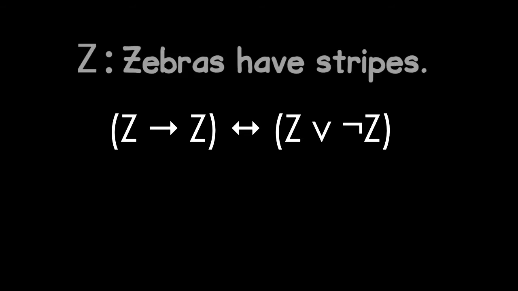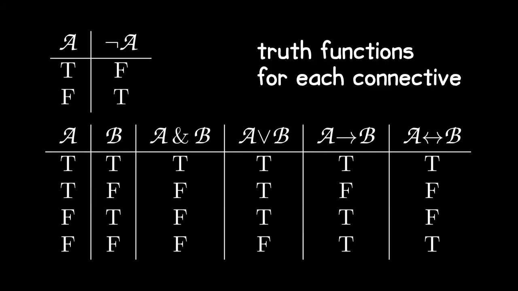When we're translating using a particular symbolization key, it makes sense to ask that. If Z means zebras have stripes, we can ask, do zebras have stripes? And yes, it's true that they do. Knowing that Z is true, we can use the truth function for each connective to calculate the truth value for the whole sentence. Here's a reminder of how each connective works, given its characteristic truth table.